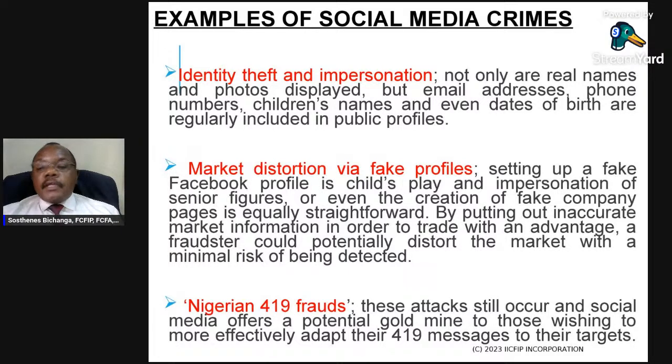Market distortion via fake profiles. This happens quite often. Posting misleading information to create some perception about the market, about some products, are posted on social media to mislead the public and eventually defraud them. Nigerian 419 frauds, these attacks still occur, and social media offers a potential goldmine to those wishing to more effectively adapt their 419 messages to their targets.